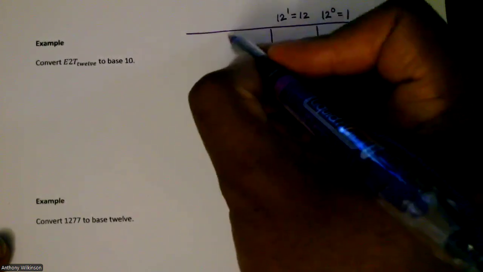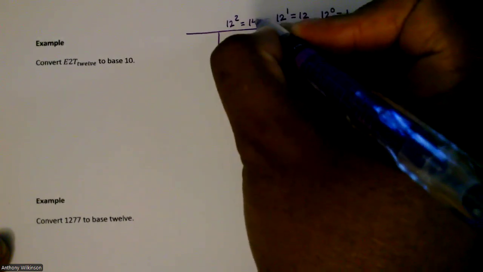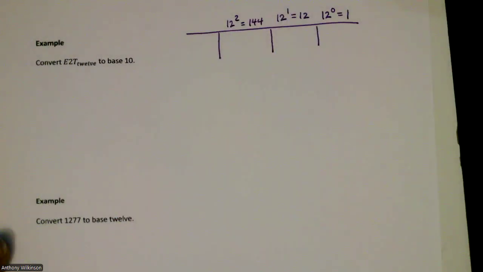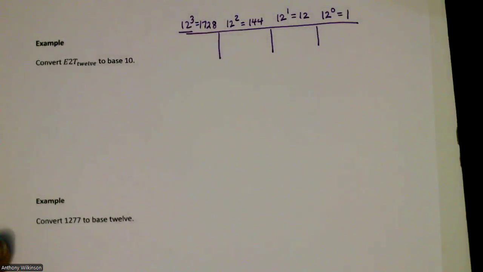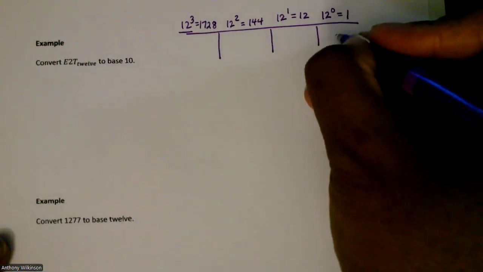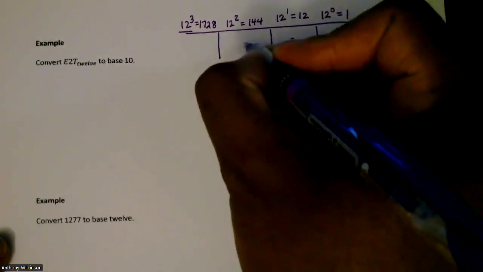Of course, that's 12. And then 12 to the second, which is 12 times 12, that's 144. And then I'll go a little bit further than that, 12 cubed, 12 times 12 times 12, that's 1,728. Now let's fill in. The T will be in the last box, and then the 2, and then E.